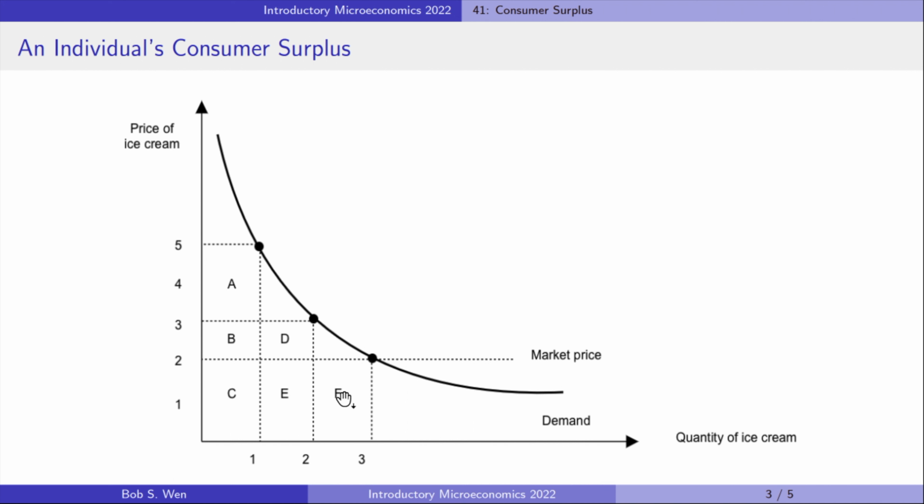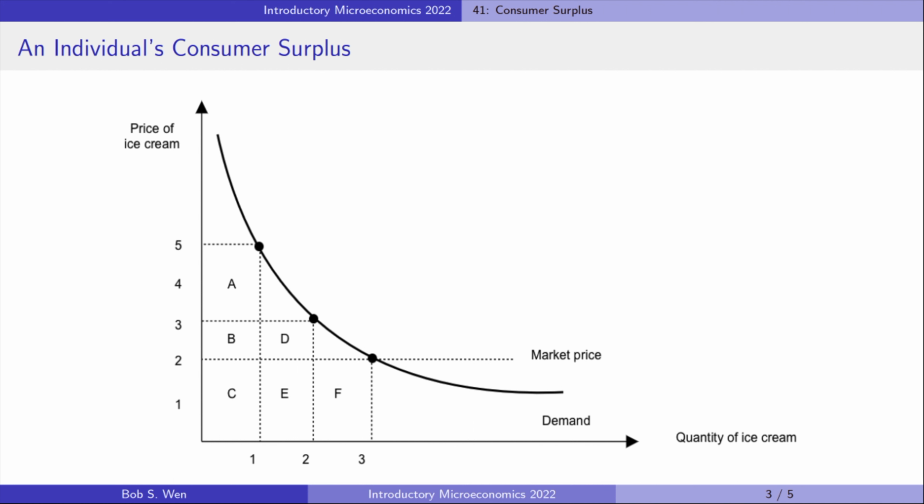So the consumer surplus is the difference between her willingness to pay and what she actually paid, which is equal to 10 minus 6, that is $4. It is the area of A plus B plus D. The individual's consumer surplus is $4 in this case. It is what she benefits from the transaction.